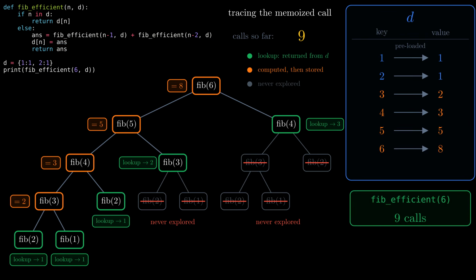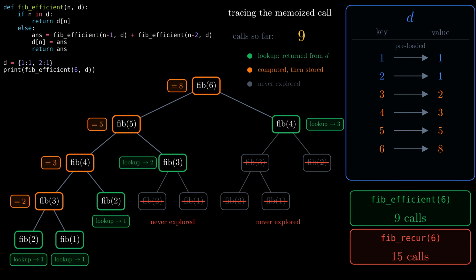Count the work. 9 calls instead of 15 for the naive version, and the gap explodes as n grows. Every value was computed exactly once. Every repeat became a lookup. How big is the improvement at scale? Both versions are in the lecture file, so you can run this experiment yourself.